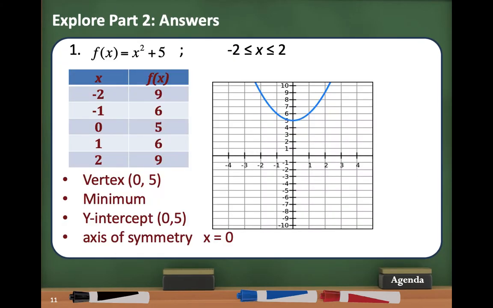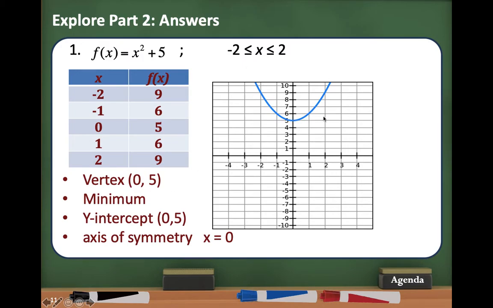I did the first one for you. So if you want to write it down, this is f of x equals x squared plus 5. This over here is just the notation for the numbers that I want you to plug in for x in your table. From -2 to 2, I want you to use the whole numbers. So you can see down here in my graph, -2, -1, 0, 1, 2. When you plug -2 in, you get 9. When you plug -1 into our function, you get 6. You put 0 and you get 5, 1, 6, 2, 9. The vertex happens at (0, 5).